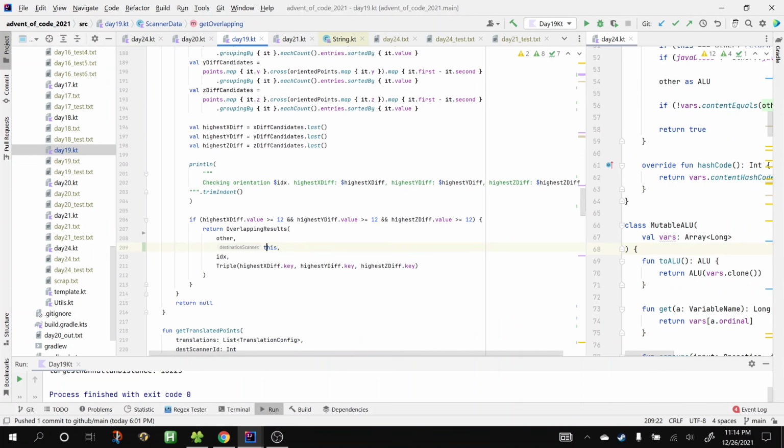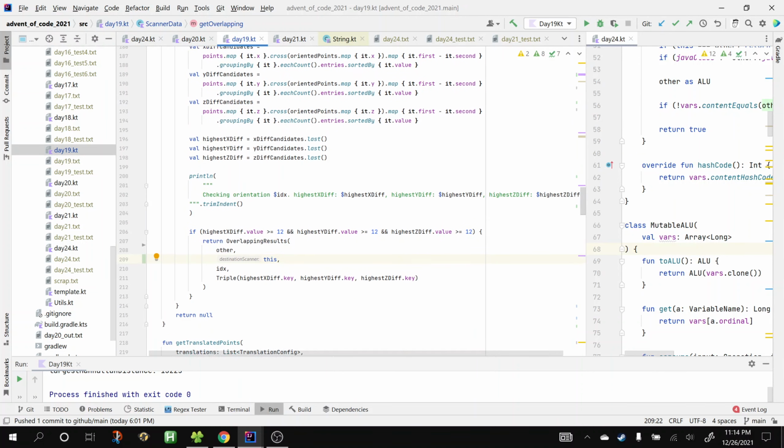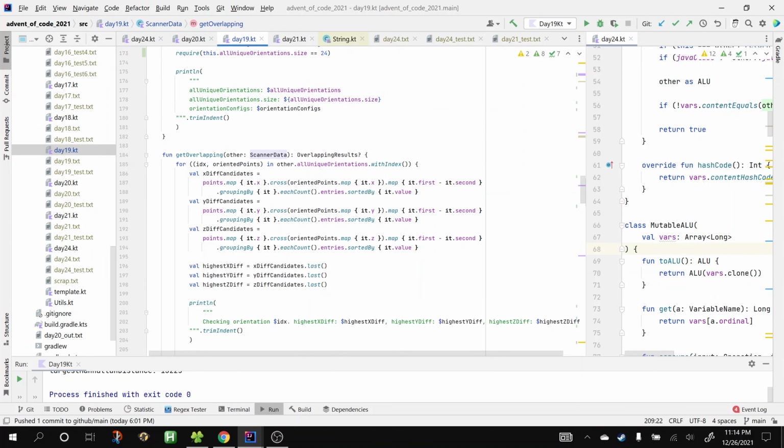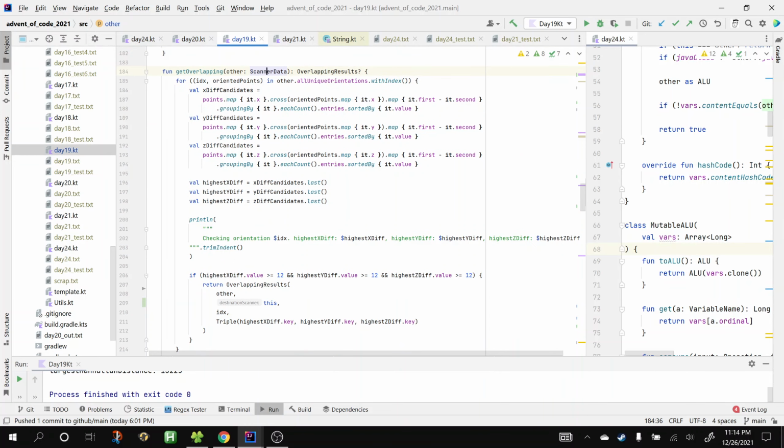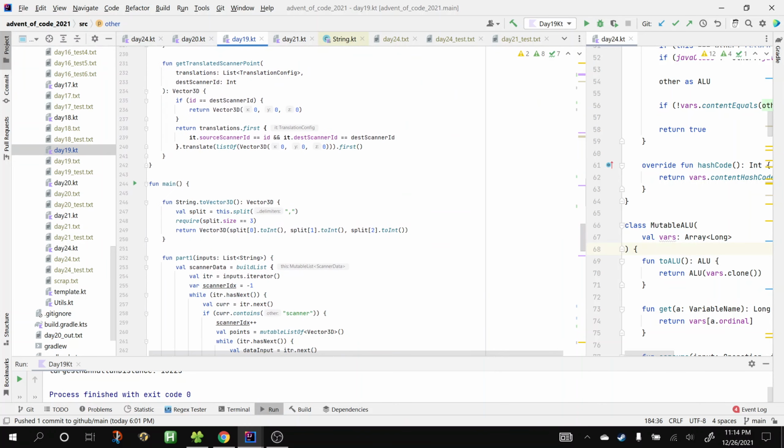So the destination is this. So basically how to get from this other scanner to the scanner that currently stores this data.